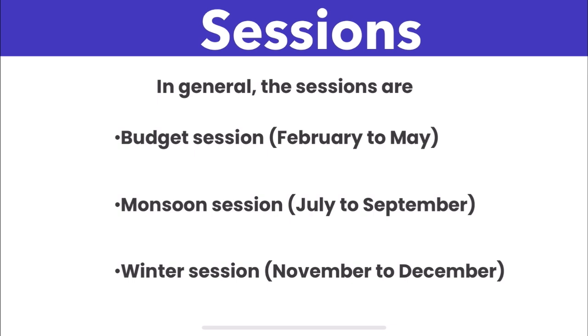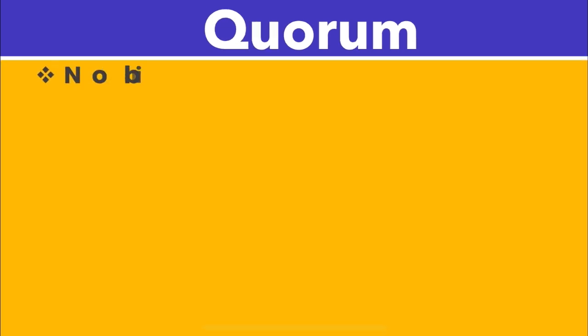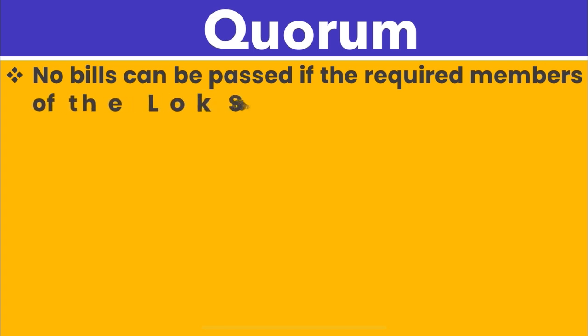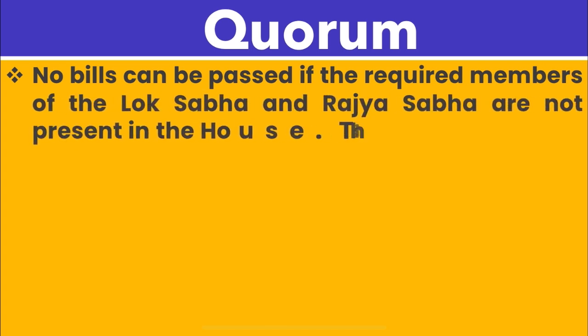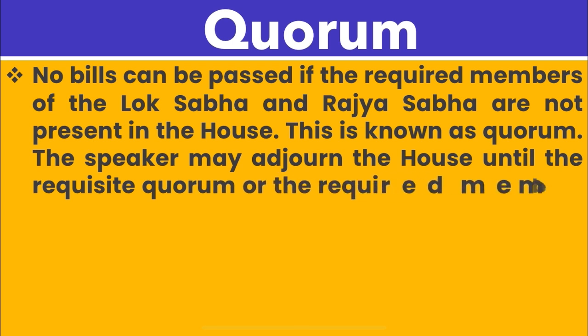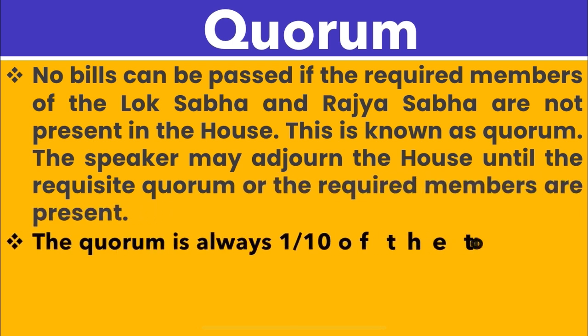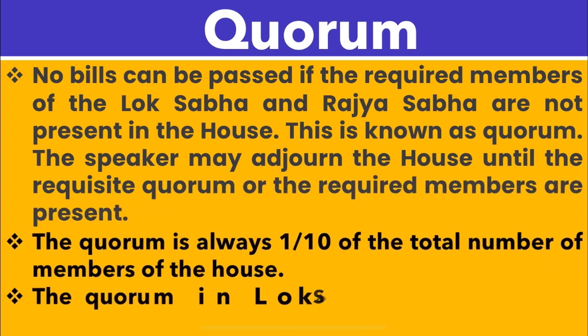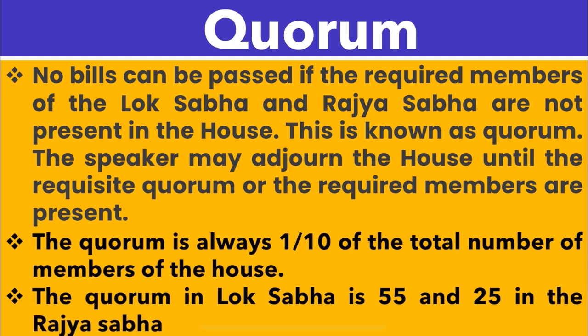The next most important procedure is quorum. No bill can be passed if the required members of the Lok Sabha and Rajya Sabha are not present in the house. This is known as quorum. The speaker may adjourn the house if required number of members are not present in the house. The quorum is always 1/10 of the total members of the house. The quorum in case of Lok Sabha is 55 and 25 in the case of Rajya Sabha.